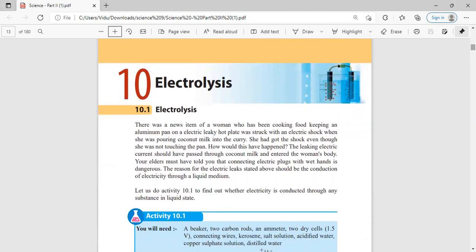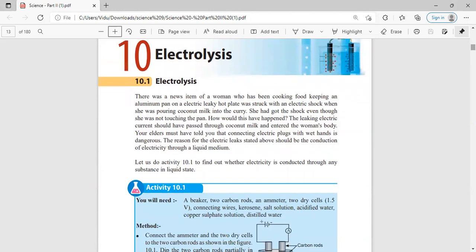First subtopic, electrolysis. There was a news item of a woman who had been cooking food, keeping an aluminium pan on an electric hot plate, who was struck with an electric shock when she was pouring coconut milk into the curry. She had got a shock even though she was not touching the pan. How could this have happened?